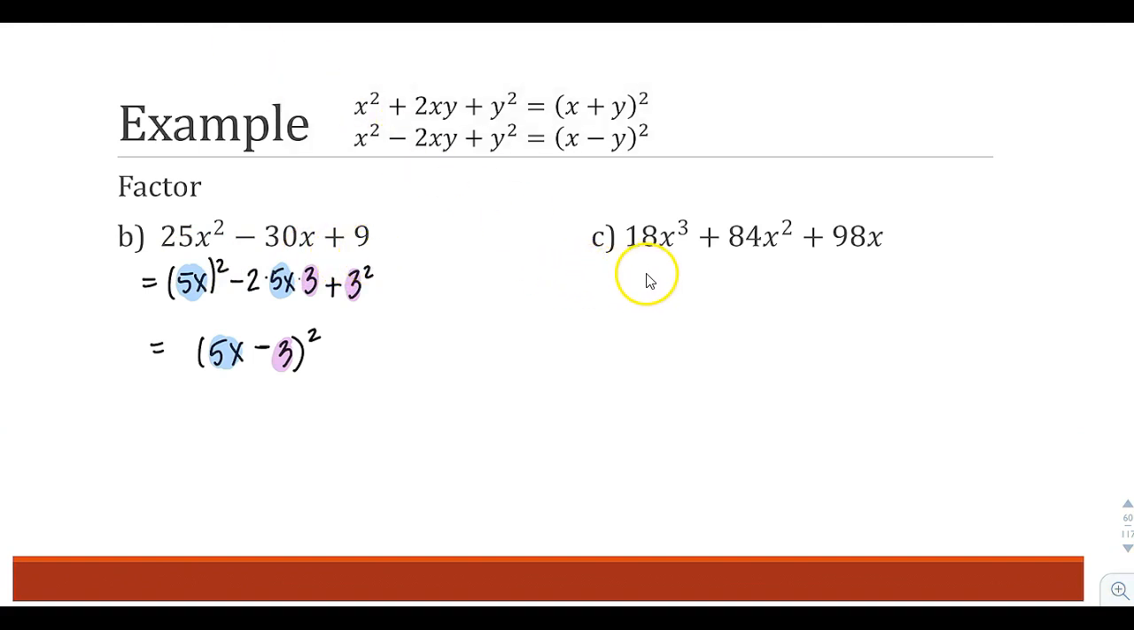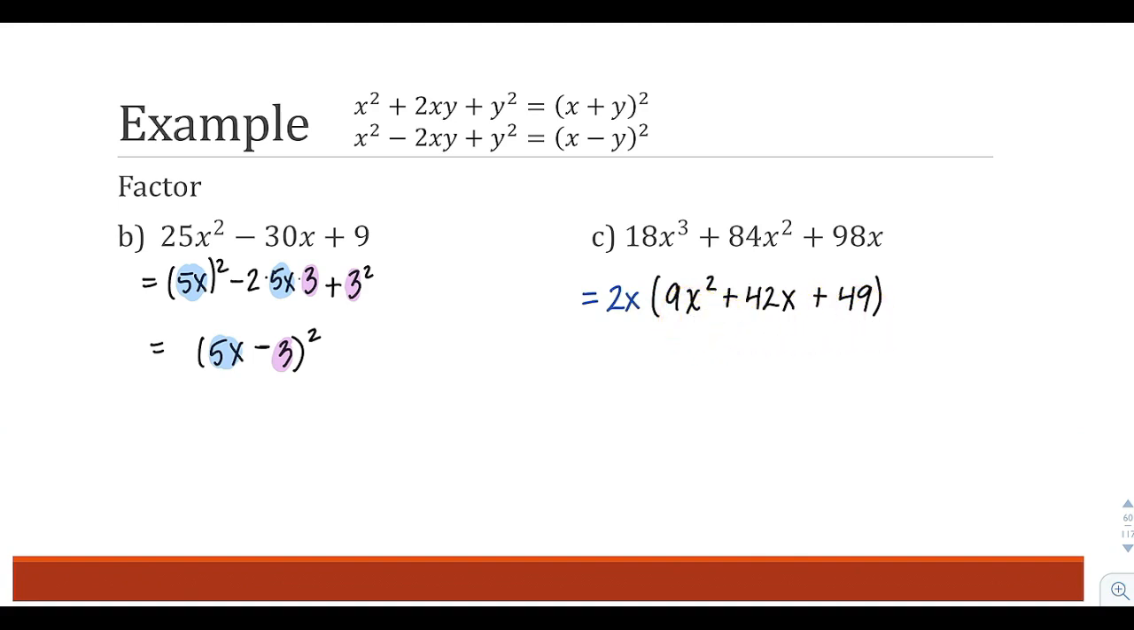For part C, we want to recognize that we have a greatest common factor here. So that's the first step in any factoring problem, is try to recognize if there's a GCF to factor out. And all the coefficients are divisible by 2, and there's an x present in every term. So we're going to factor out a 2x from every term, and we would be left with a 9x squared plus 42x plus 49. And the quadratic that's left over is a perfect square trinomial.